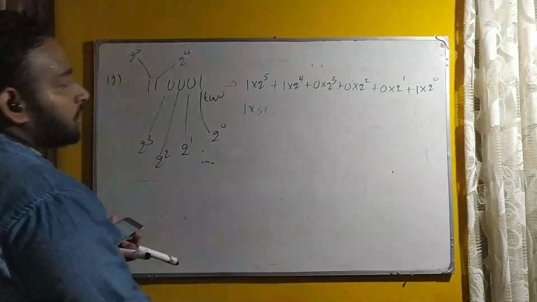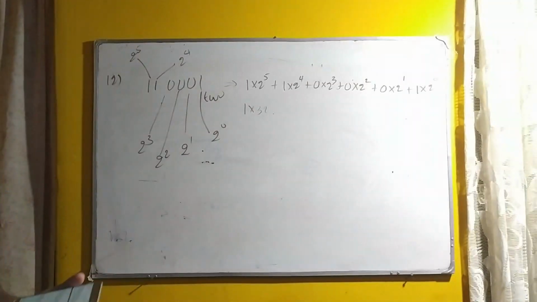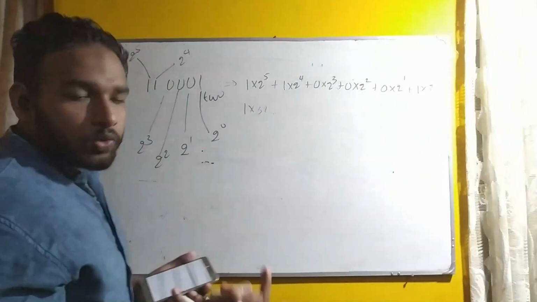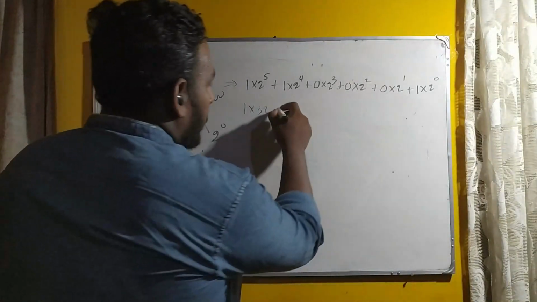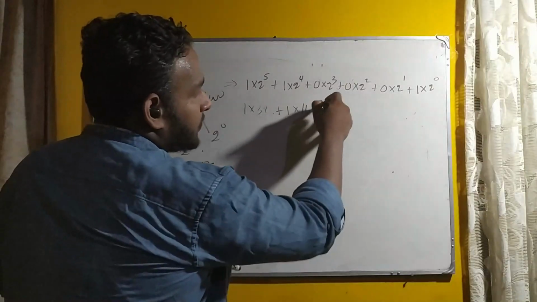Okay, so most of the students will take it like this: 2 to the power 5 means 2 into 5, 10. So that is wrong. 2 to the power 5 means 2, 2 into 2 is 4, 4 into 2 is 8, 8 into 2 is 16, 16 into 2 is 32. So 1 into 32 plus 1 into 2 to the power 4 is 16, not 8, it should be 16.